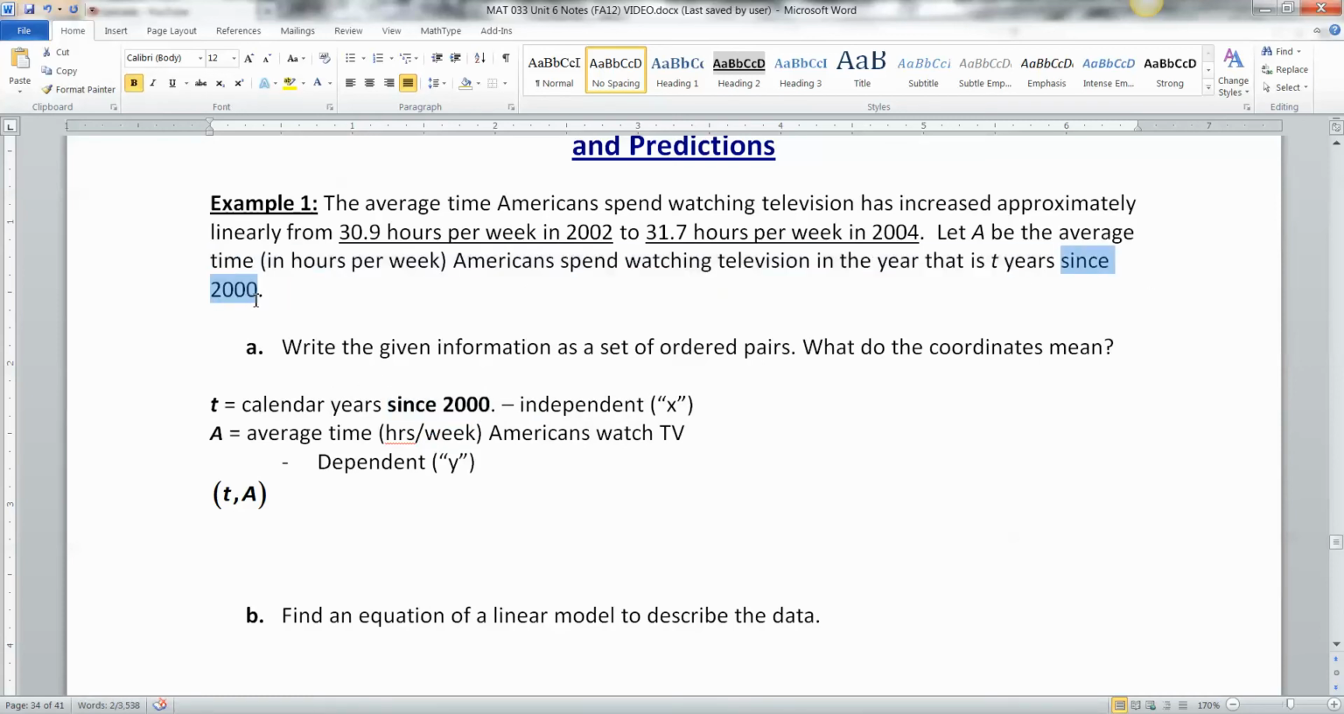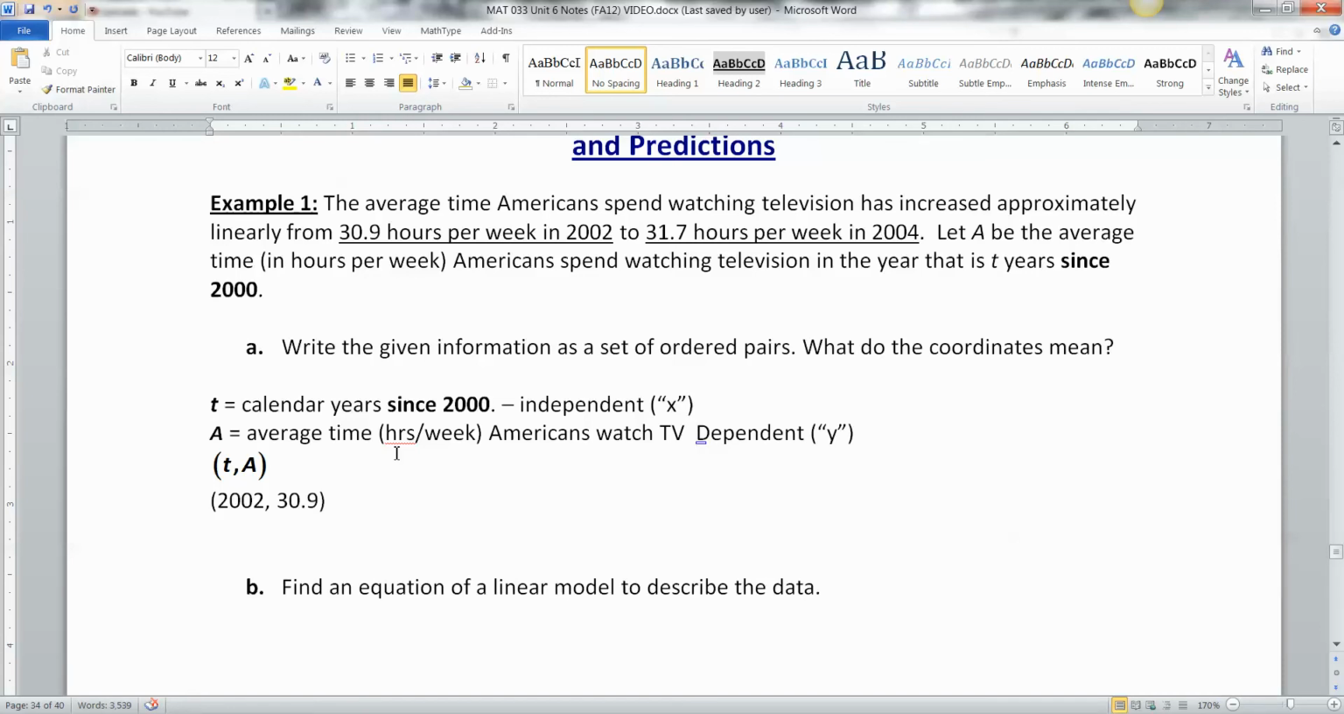Since 2000, that's going to mean, or I'll bold it, that we're not going to write this as 2002, comma 30.9, which might be what you'd initially think, but we don't want to do it that way. Even though it is 2002, it comes first, right? Remember, we go X, comma Y, and all that good stuff. So even though that's the case, we don't want to do it this way. We want to do 2. Now, where am I getting 2 from? Well, if you take 2002 and take away your starter year, basically they're telling you the starter year is 2000.